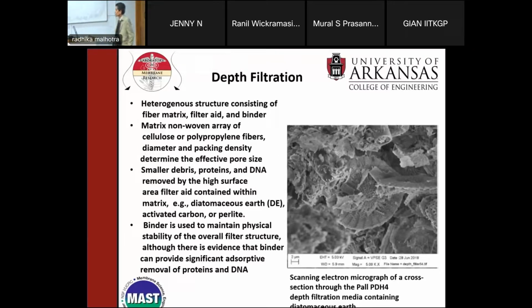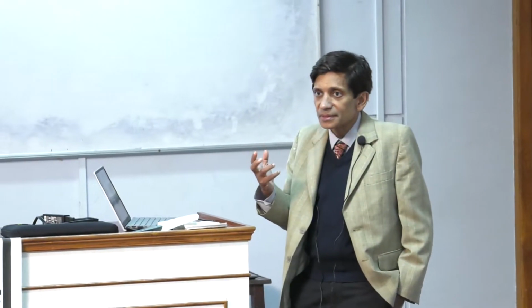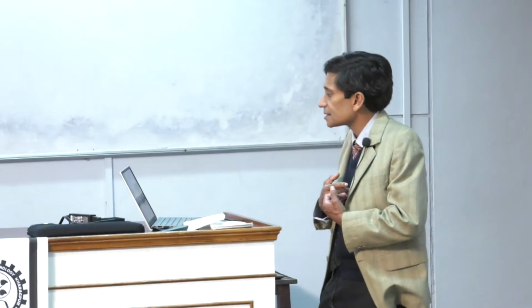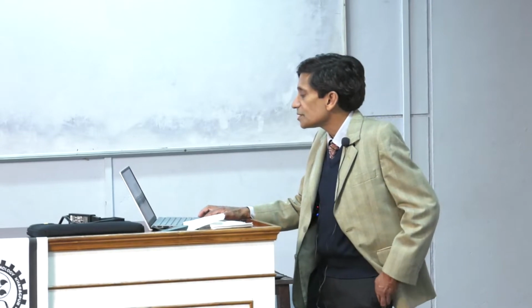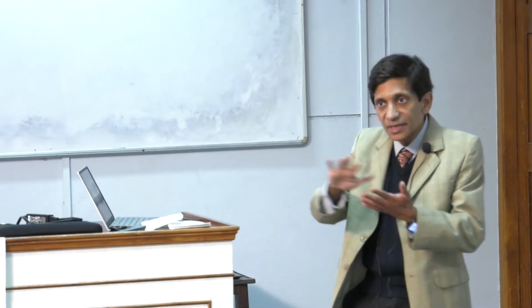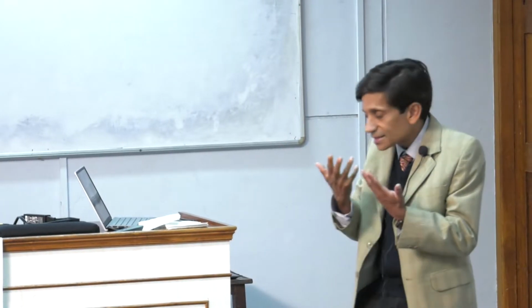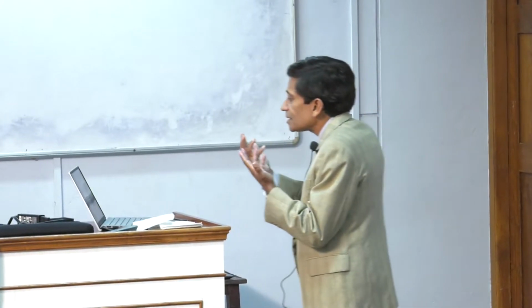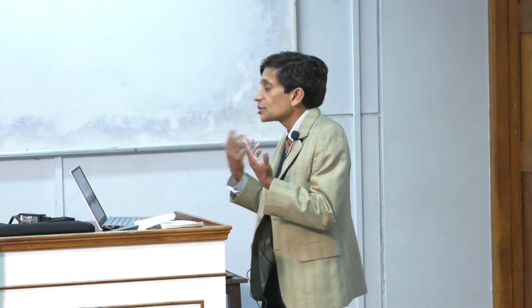So if you think of the structure of these devices, they are heterogeneous structures consisting of fiber matrix, a filter aid, and binder. So they're fairly complex in the way they are designed. The matrix is a non-woven array of cellulose or polypropylene fibers. The diameter and packing density determine the effective pore size. So these are not really cast membranes the way you think of a membrane for filtration. Instead, they contain all these units, and depending upon how you put it together, you come up with an effective pore size.